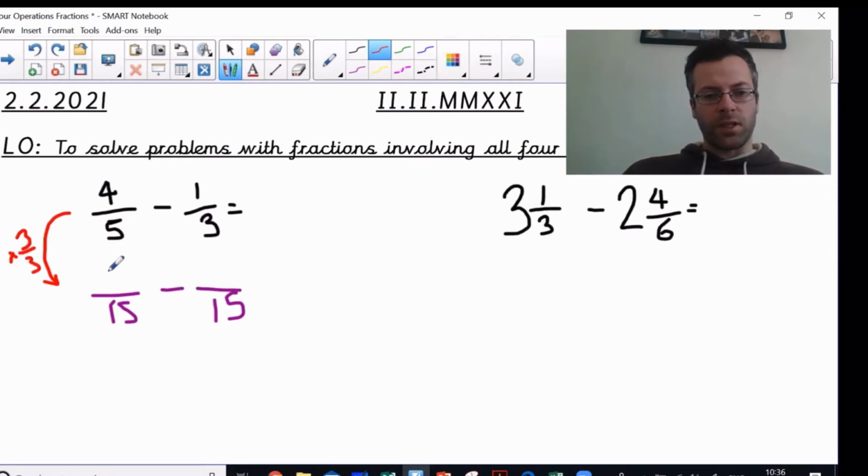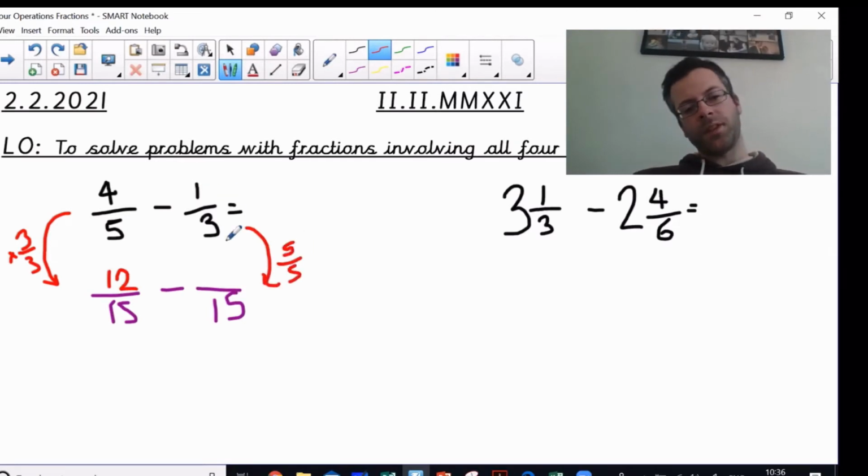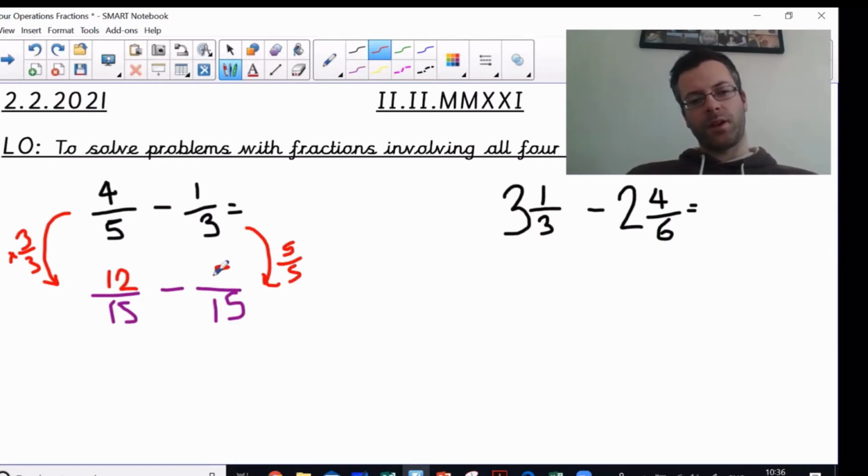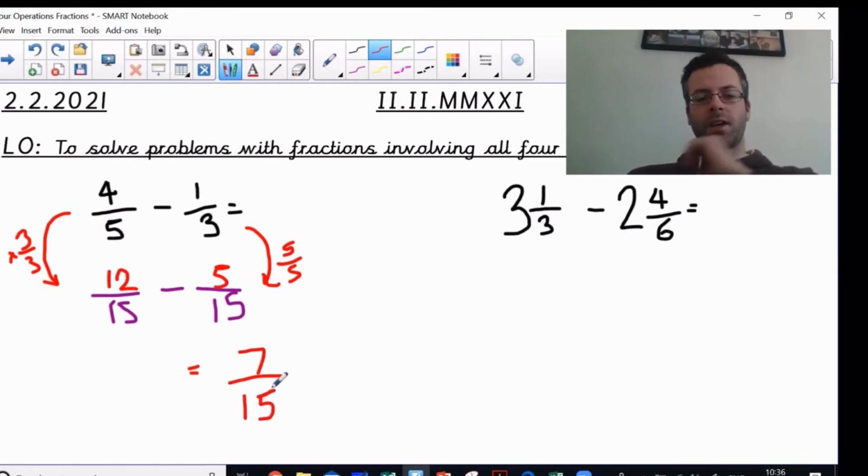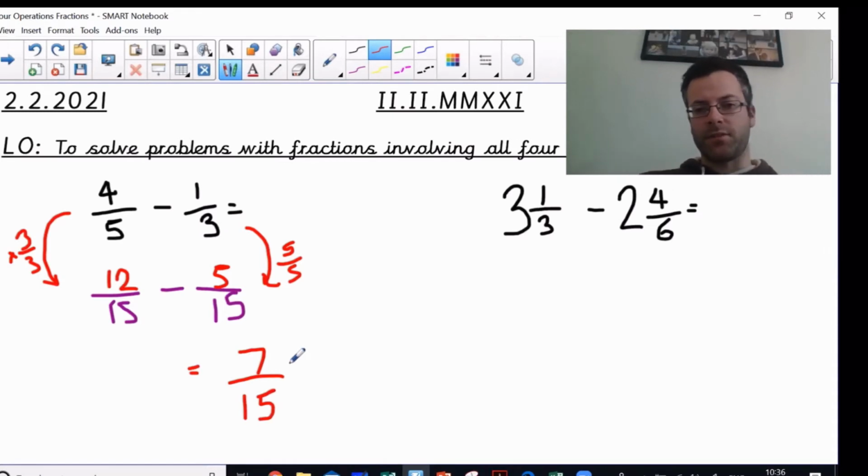So 4 times 3 is going to be 12. How have I got from that 3 to that 15? Well, I've multiplied it by 5 over 5. So that 1 needs to be multiplied by 5. So I'm left with 12/15, take away 5/15. So my answer is 7/15. Can that be simplified? Can I find the number that I can divide both of those by? No. So it stays as 7/15.